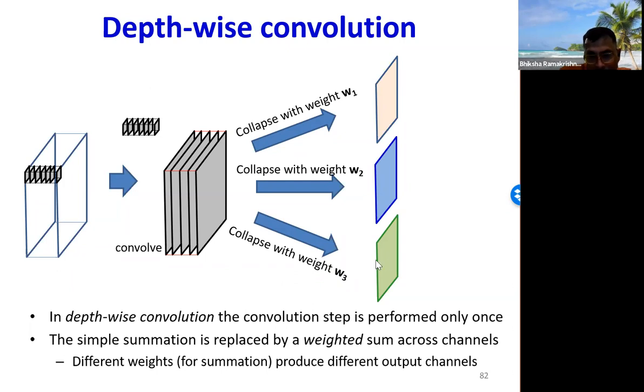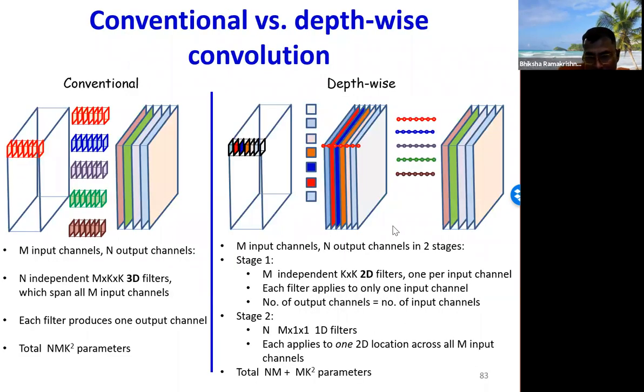So the big advantage of this kind of computation is the number of parameters in the network. If you have m input maps, and n output maps, so that is the number of filters, and if each filter's face is k cross k, then each filter is going to have m times k squared parameters. And because there are n filters, the total number of parameters is n times m times k squared.